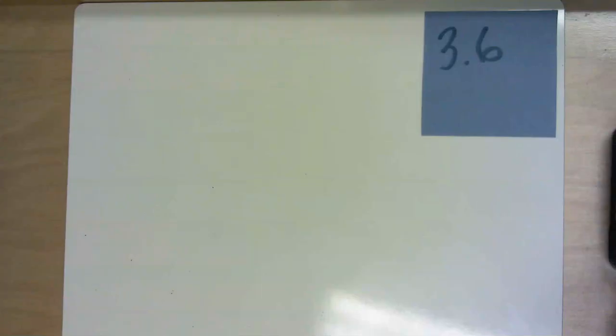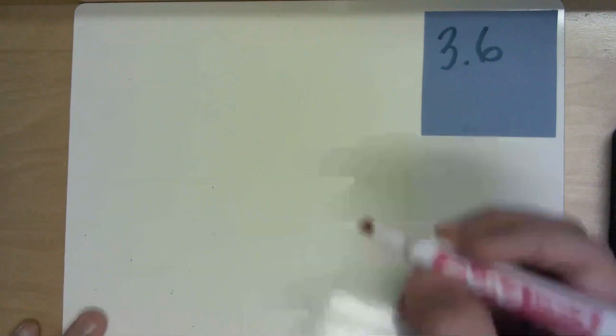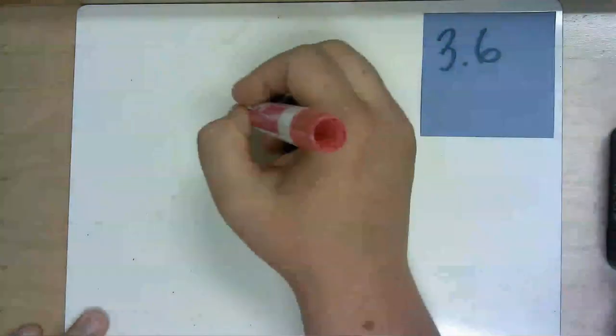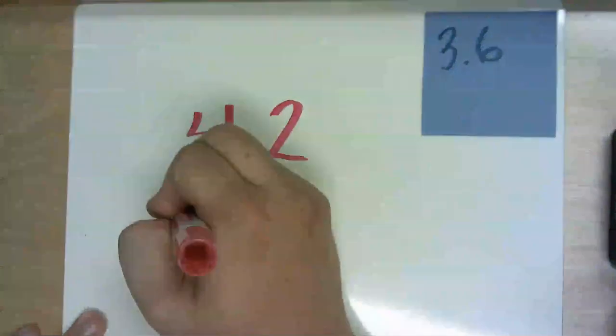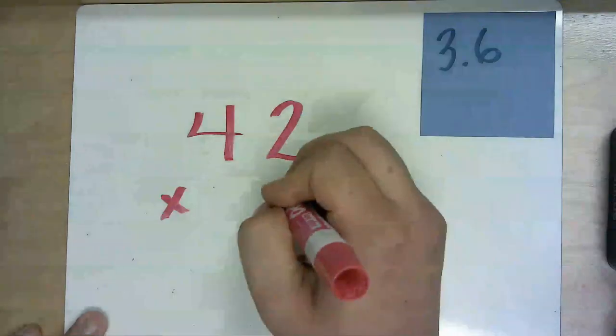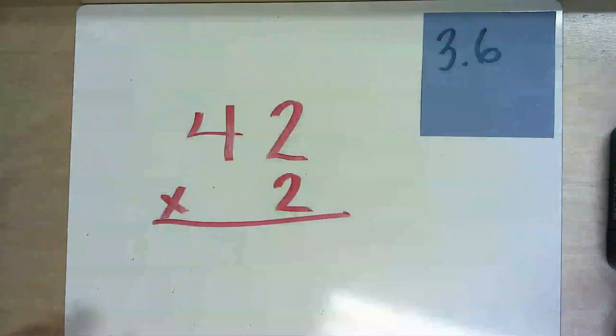All right, this next problem that we're going to do together is not going to require any regrouping, but I'm going to ask you to kind of do it with me step by step. I'm going to pause and give you a little bit of time here and there to go ahead and check them out. So my next one, would you write it down with me? I'm going to have 42 times 2. All right, 42 times 2.